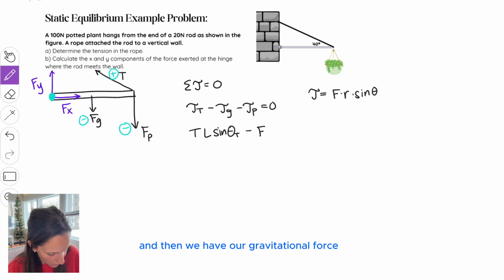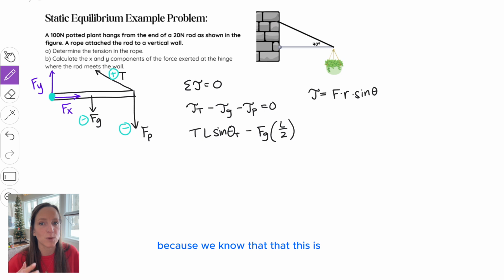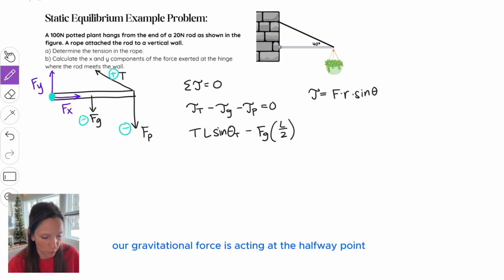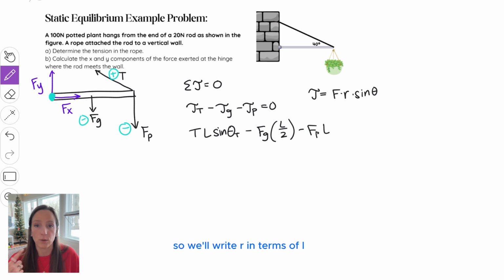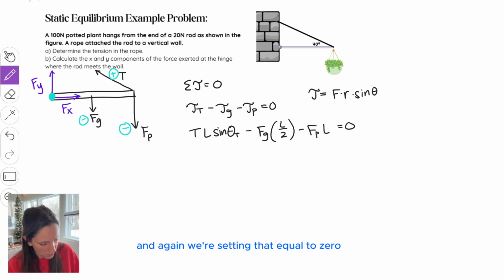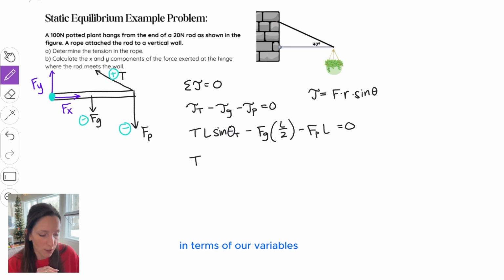And then we have our gravitational force that acts at the position L/2, because we'll assume this is a uniform rod, so our gravitational force is acting at the halfway point. And here, our gravitational force is perpendicular to our lever arm, so sine of 90 degrees is 1, so we'll leave that out. And then we have the force from the plant, also acting all the way at the end of the rod, so we'll write R in terms of L. And again, we're setting that equal to 0. It's also fine if you just leave it as R instead of L, it doesn't really matter. So we'll solve this equation for tension in terms of our variables.